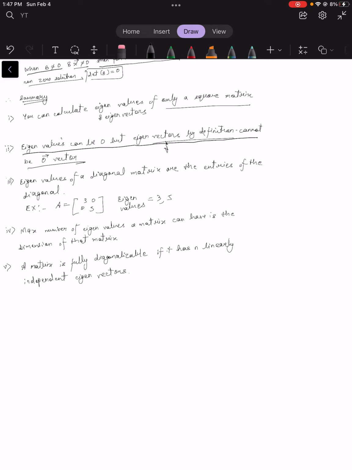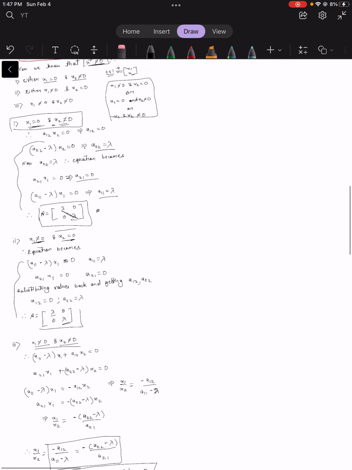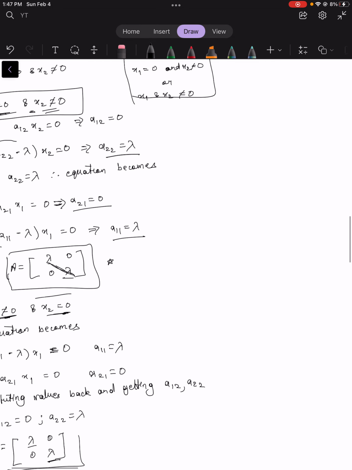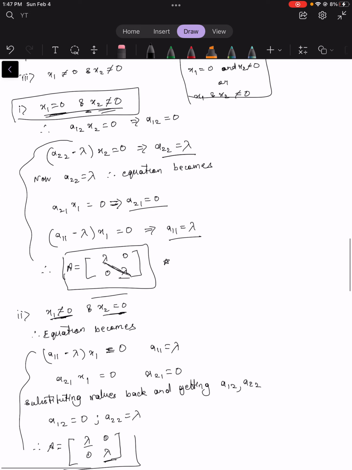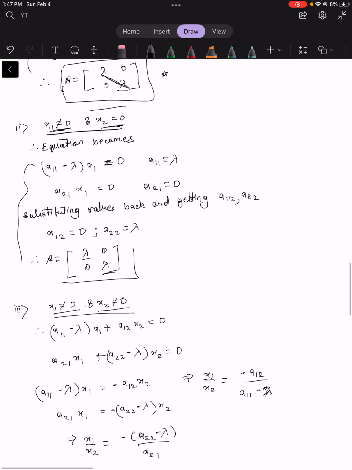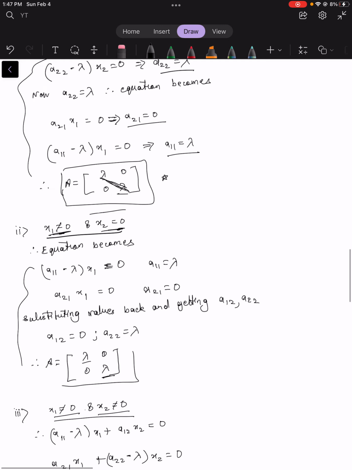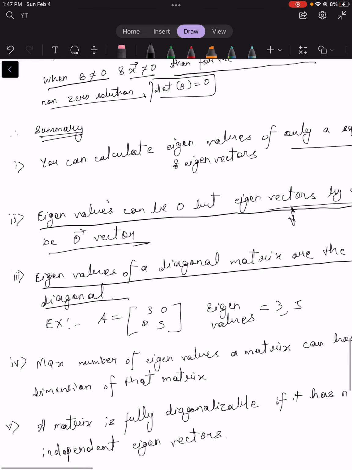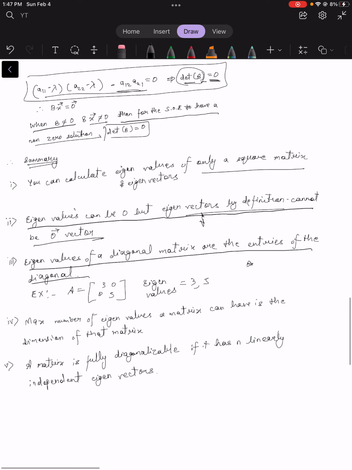The third property which we will see is that eigenvalues of a diagonal matrix are the entries of the diagonal. This is the property which we just saw in the case where one of the entries was 0; we saw that the eigenvalues were the diagonal entries. Eigenvalues of a diagonal matrix are the entries of the diagonal. Here the matrix A has the entries 3 and 5, therefore the eigenvalues will be 3 and 5. You can solve the equation and find out for yourself.